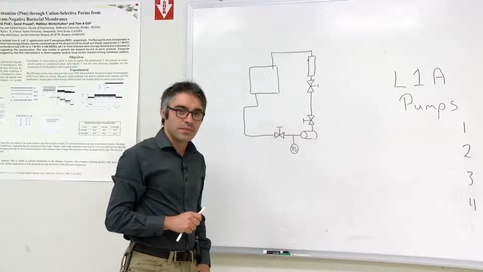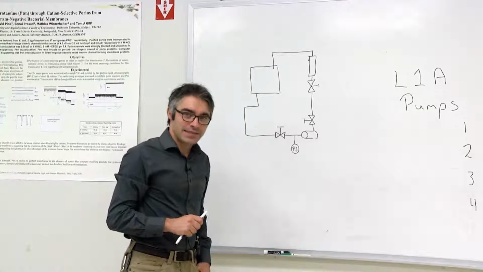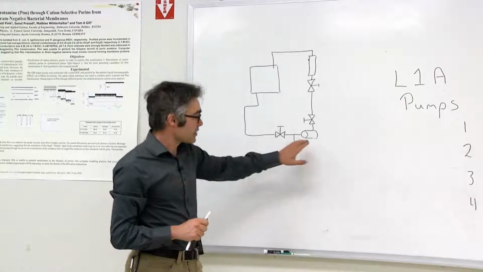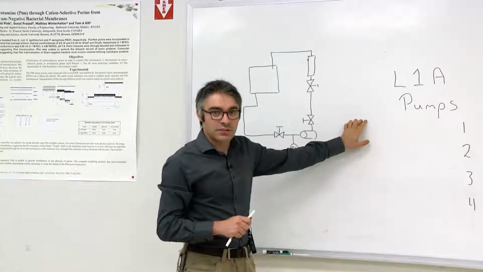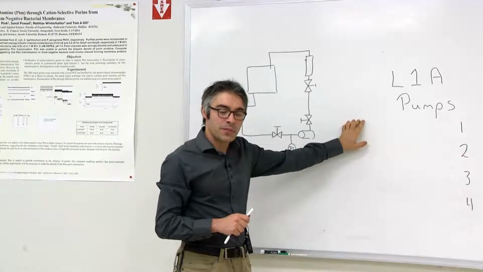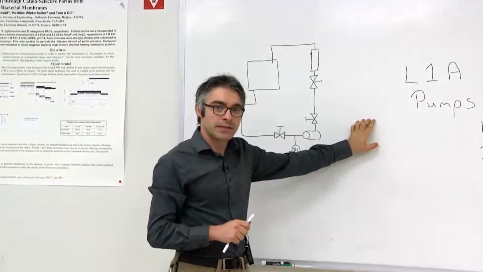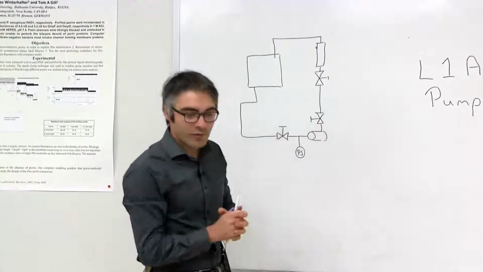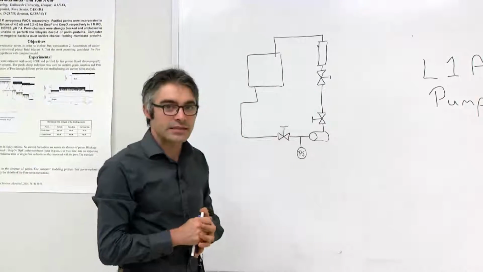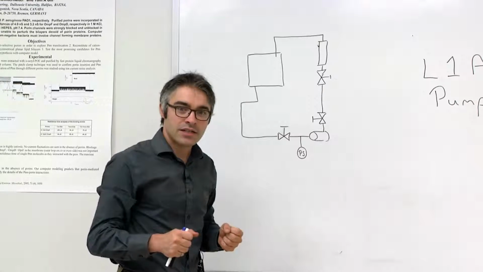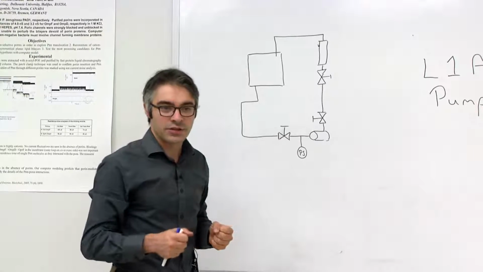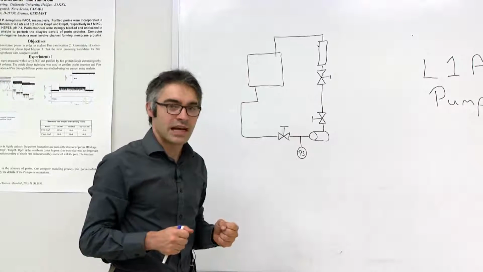Laboratory 1A, Pump Performance. In this laboratory, we're going to be looking at 4 different pumps: a flexible impeller, a centrifugal pump, a gear pump, and a screw pump. Now, over the unit operation class, we'll be using a variety of pumps to move water, to move air, to move Newtonian and non-Newtonian fluids, all in the different laboratories.